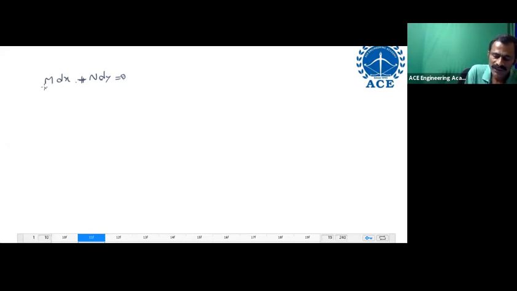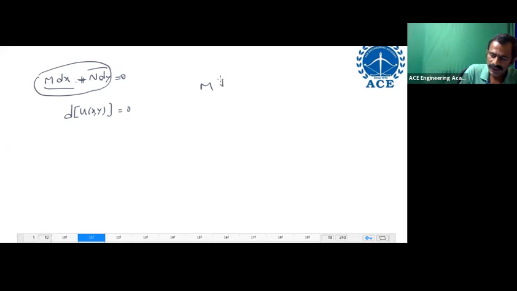On the left hand side we have the sum of two terms. It is one term, it is one term. If you are able to write the two terms as a single term like this, d of u of x comma y equal to 0, that is, if you are able to write m dx plus n dy as the differential of some function, then we can say it is an exact differential of this function.